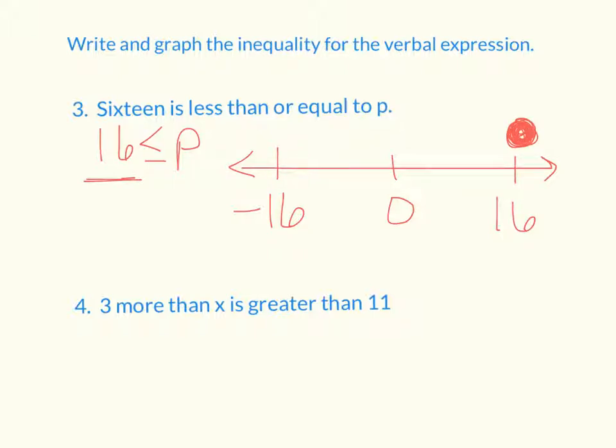All right, now if we read it, again we read it from the variable side first. So p is greater than or equal to 16. This is the greater than side, so p is greater than or equal to 16. The greater than or equal is going to be to the right. Greater than is always to the right, less than is to the left. So think less, left. It's an easy one.